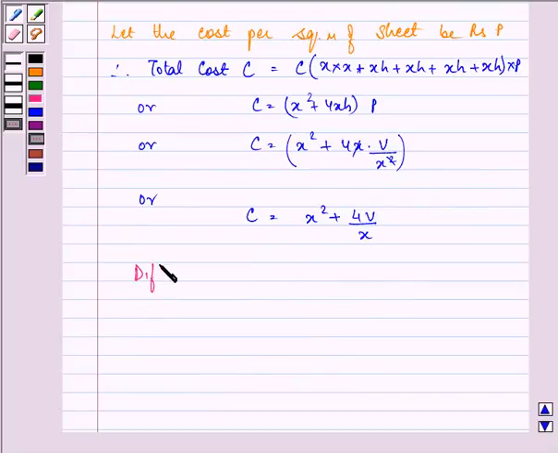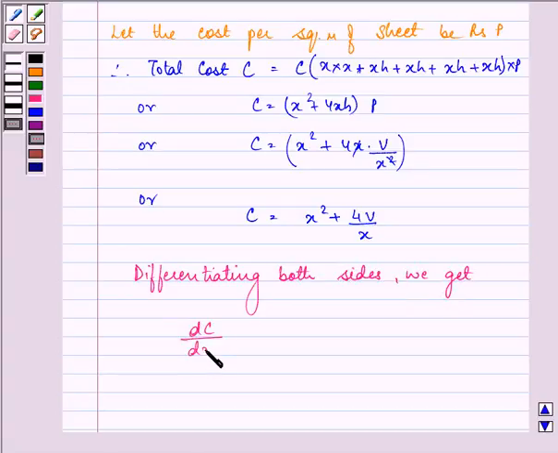Now differentiating both sides with respect to x, dc by dx is equal to p into 2x minus 4v upon x square, since p is the constant.